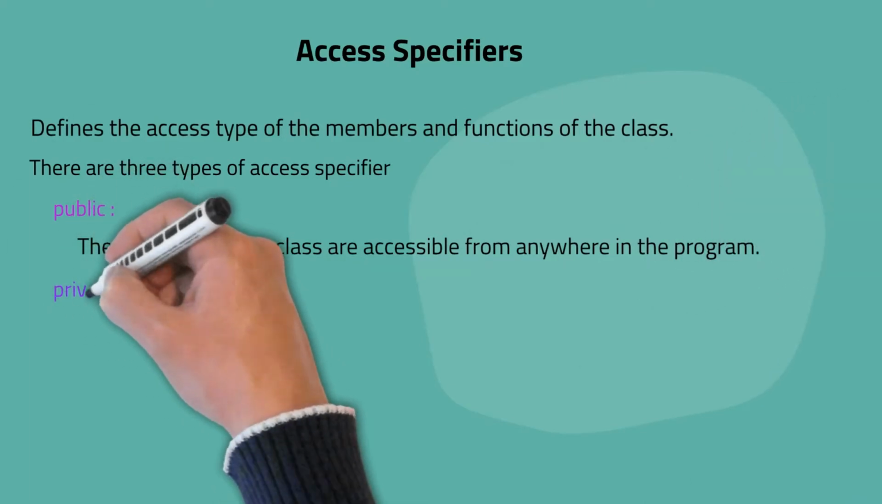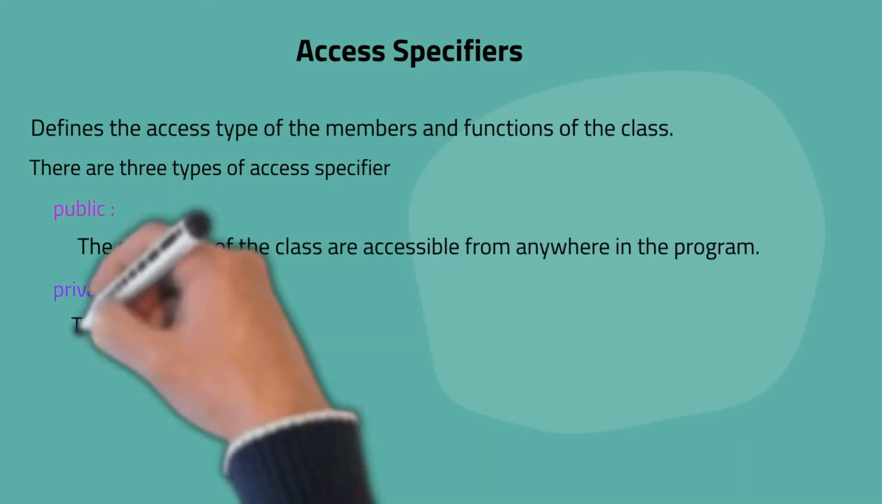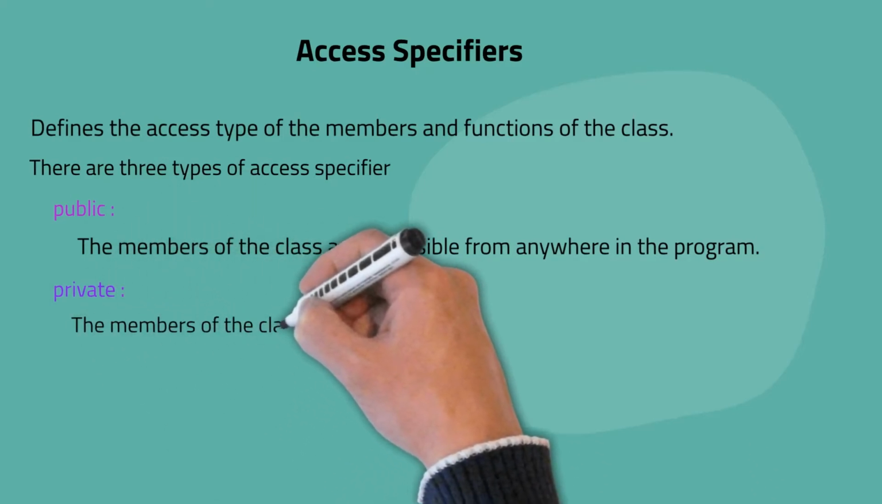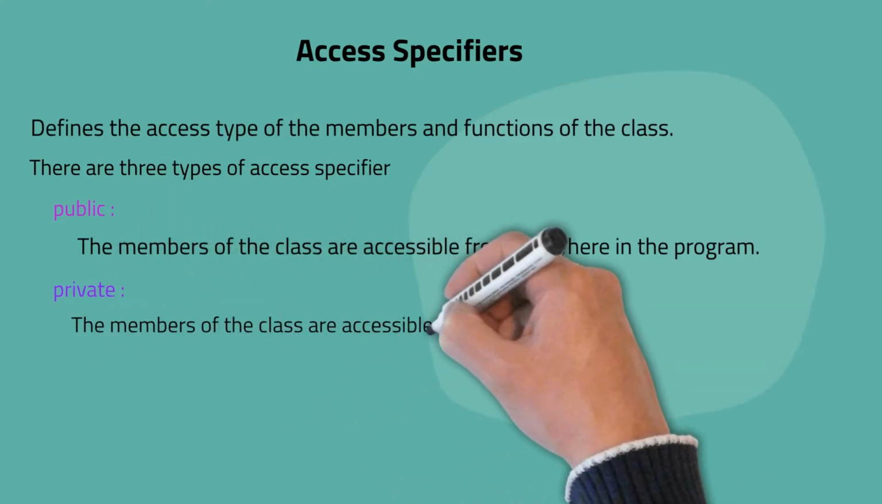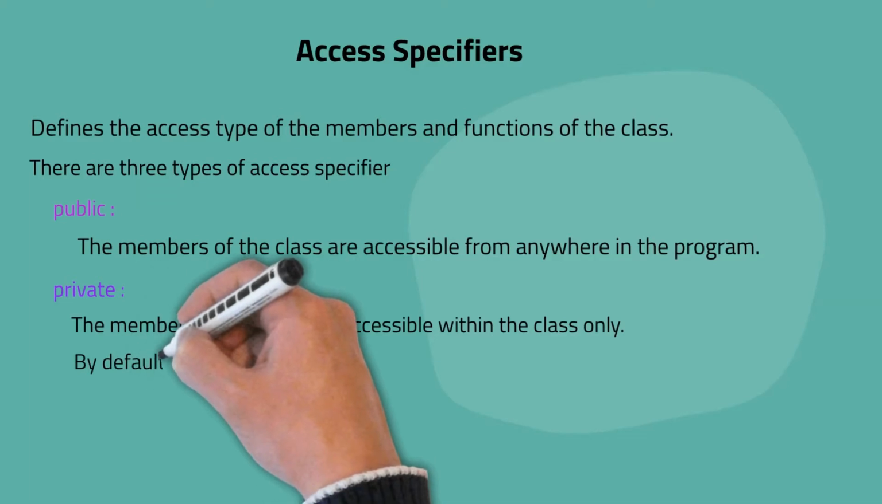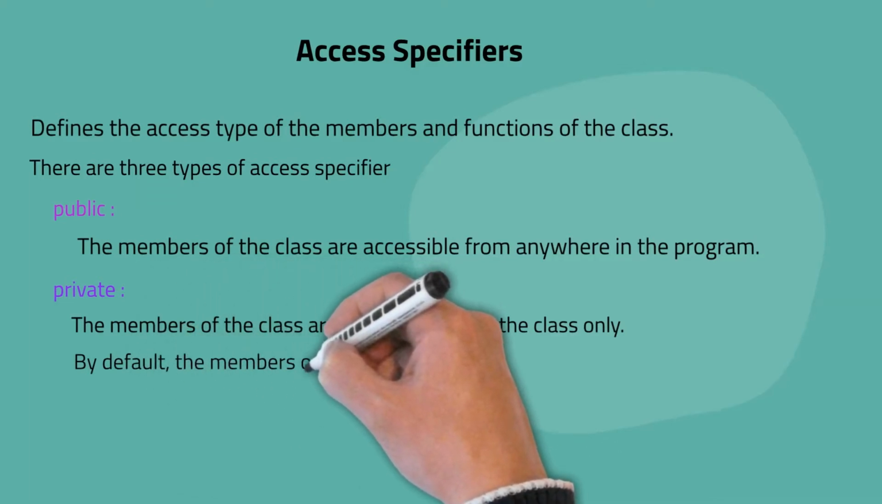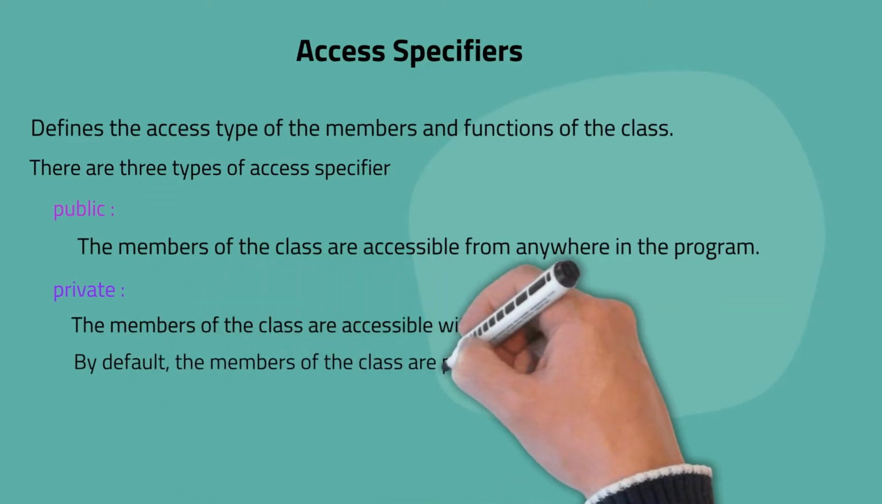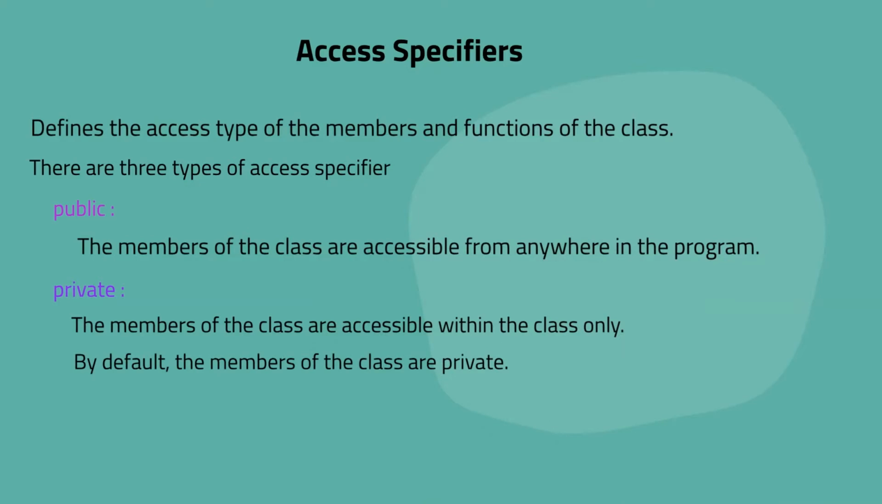Second is the private. If the members of the class are declared as private, then they can be accessed only within the class. By default, any member declared inside a class is private to the class unless specifically declared as public.